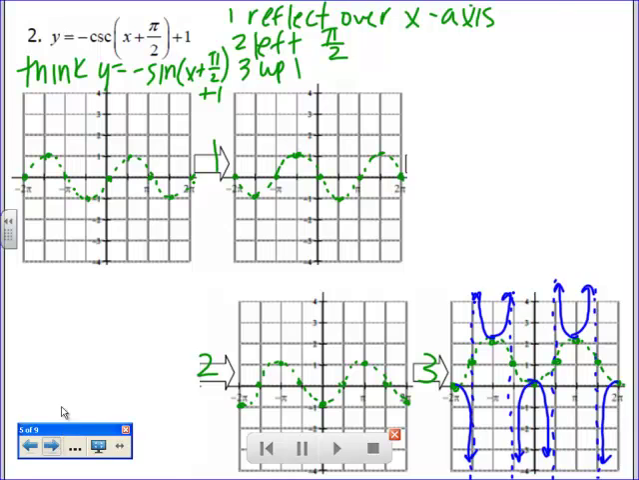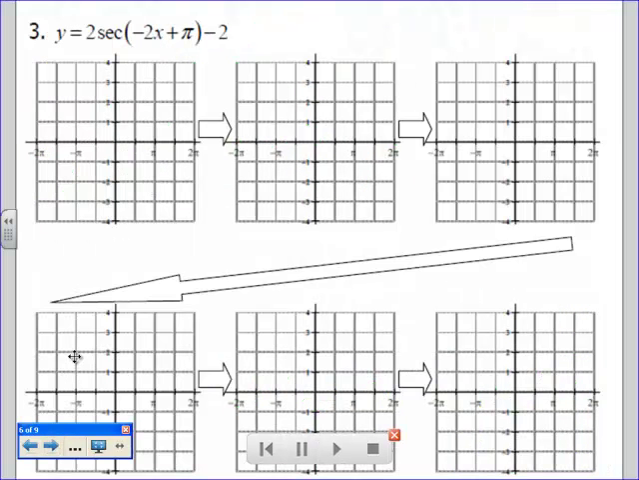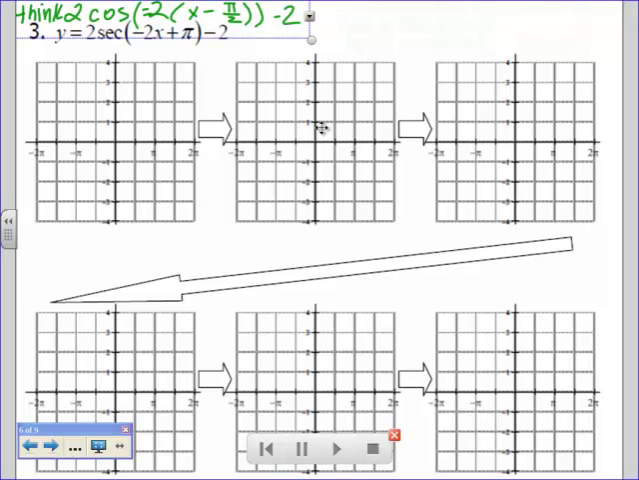On to the final example, example 3. Example 3 has an A, B, C, and D value. Anytime you have B and C, you need to make sure that before you're actually starting to do anything, you factor. Everyone's favorite part of math, factoring. So we're going to think about this as 2 cosine of negative 2 times the quantity of x minus pi over 2 minus 2 at the very end. It's going to cause 5 different transformations.